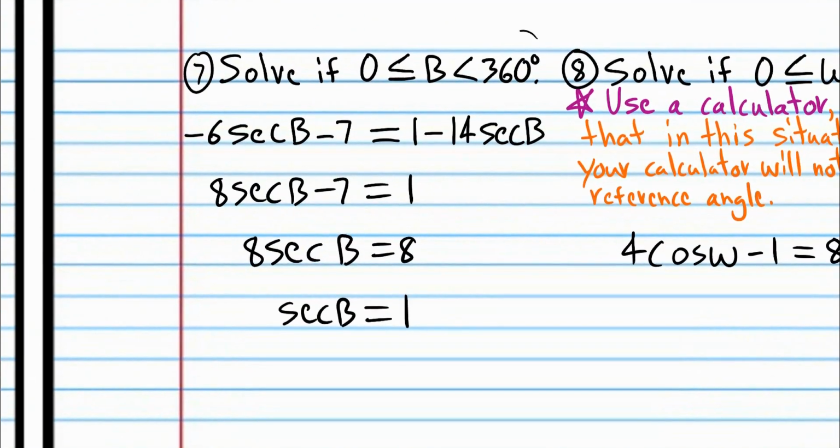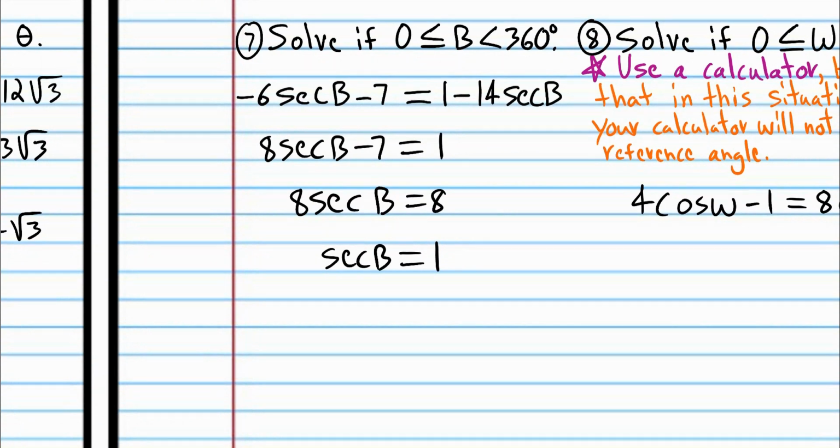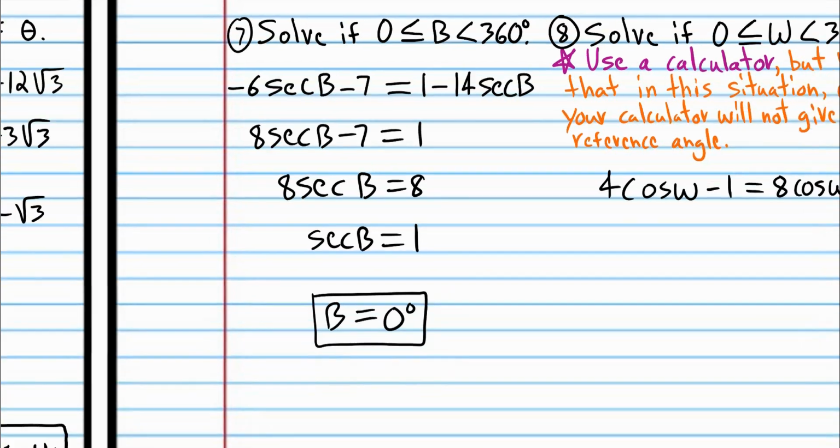Now notice here that it says less than but not equal to 360. Your answer can be between 0 and 360 and equal to 0 but not equal to 360. So there's actually only one answer that they're asking for, and that is 0 degrees. I know that's kind of strange, but that's the answer to that problem.